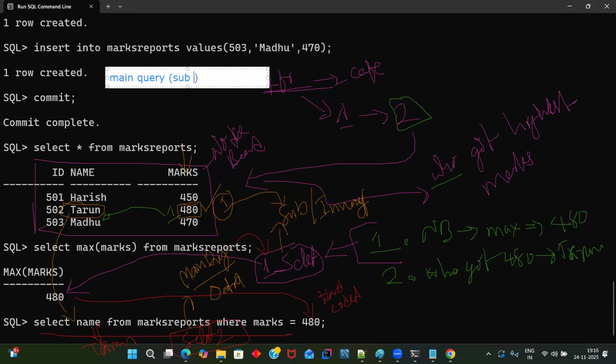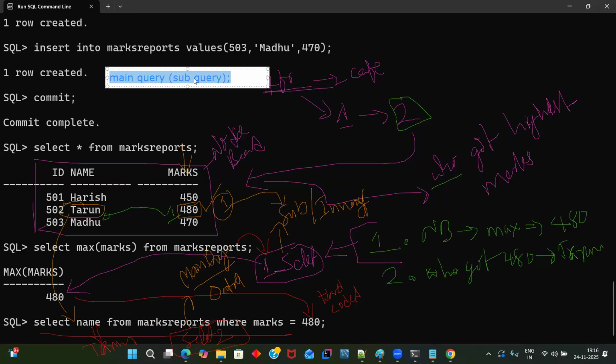Always represent your subquery in parentheses. I'll repeat, always your subquery should be represented in parentheses. The subquery returns some result, and that result is given to the main query. I'll repeat one more time. You understood now what is a subquery, main query, inner query, or outer query. Always your subquery should be inside the parentheses, and that result is given to your main query. This is the syntax, a very straightforward syntax.